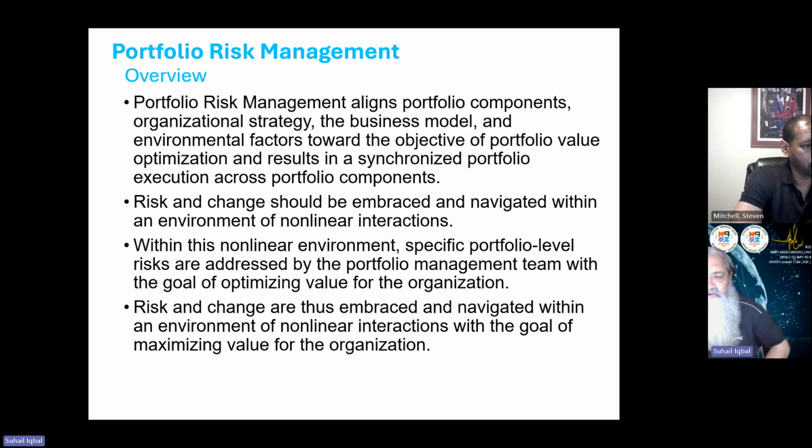Within this non-linear environment, specific portfolio level risks are addressed by the portfolio management team with the goal of optimizing value for the organization. That is a fair and scarce responsibility for the portfolio management team, but the story is not that simple. You can say that program managers are responsible for their program risk management, and project managers are responsible for their project risk management.